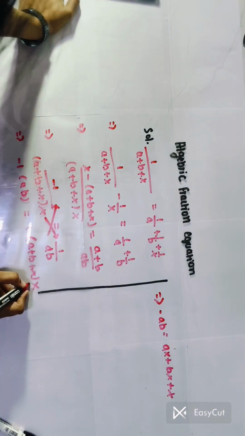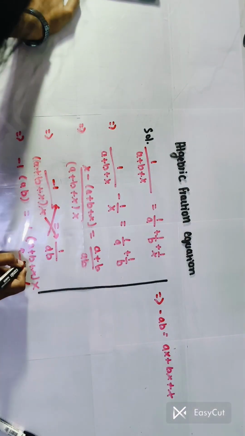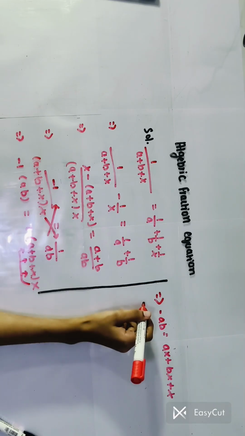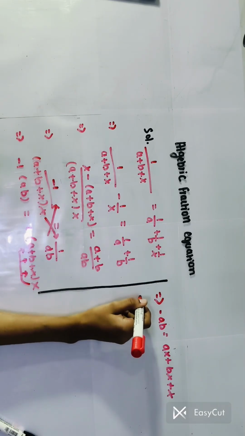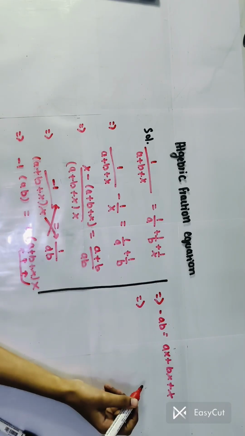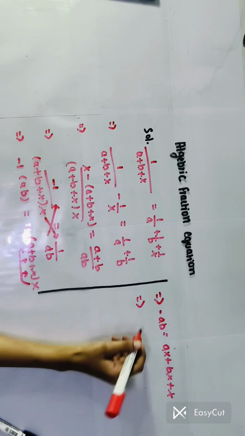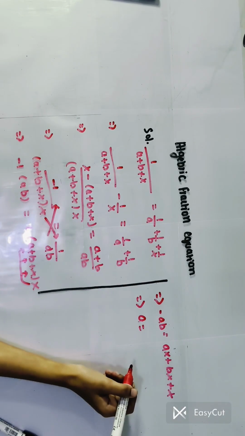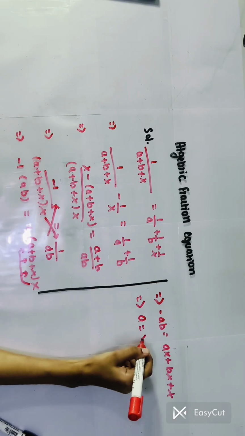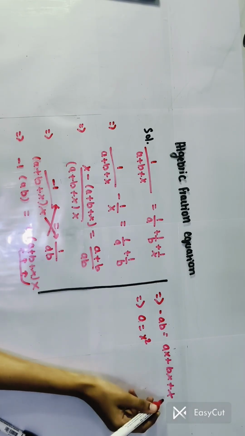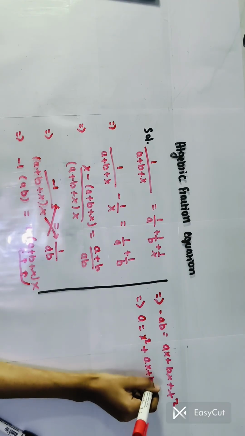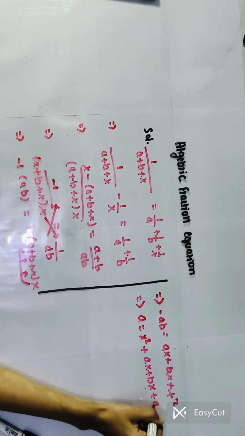X has been multiplied with all three of them, and 1 multiplied by any number is 1. Then in the next equation, we will just simply transfer minus AB to the right hand side. So it will be x square, here it is x square, plus AX plus BX plus AB.